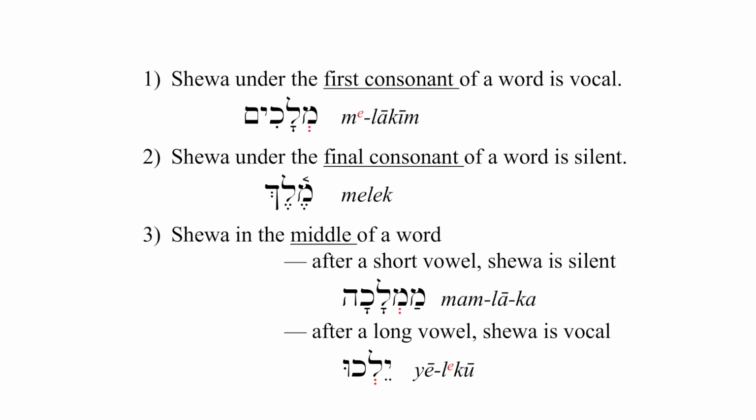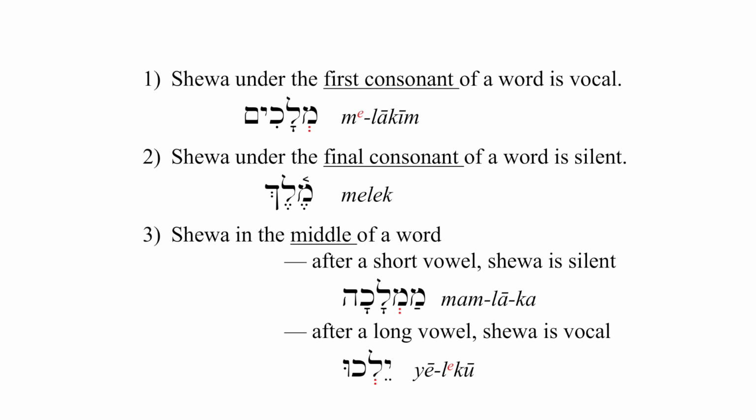So in the first example, mamlaka, the vowel under the mem is a short A. It is a short, vulnerable vowel. The next consonant has a schwa, and after a short vowel, the schwa will be silent so that the consonant can protect that vowel, if you think of it in those terms. So you pronounce that word mamlaka.